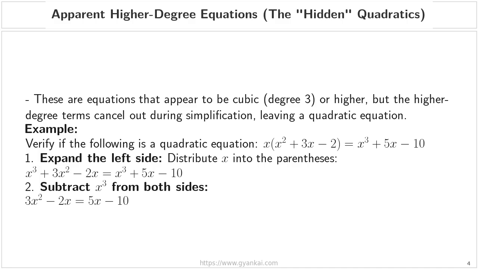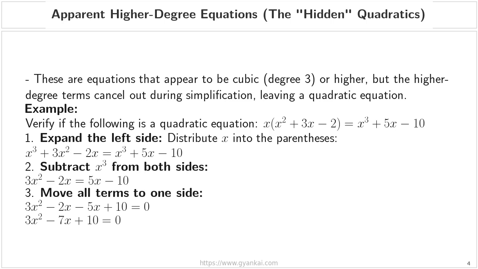Step 2. Simplification. Notice that we have an x cubed on both sides of the equals sign. If we subtract x cubed from both sides, those terms cancel out completely. This leaves us with 3x squared minus 2x equals 5x minus 10. Step 3. Standard form alignment. To see the true nature of this equation, we need to move everything to one side so that the right side equals 0. Let's subtract 5x from both sides and add 10 to both sides. This gives us 3x squared minus 2x minus 5x plus 10 equals 0. When we combine our like terms, the x terms, we get 3x squared minus 7x plus 10 equals 0.